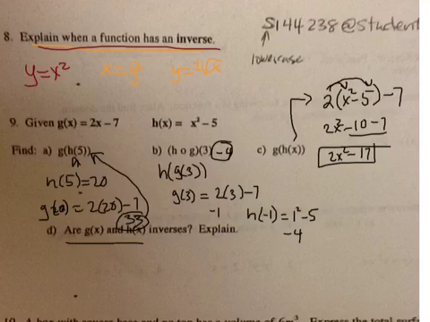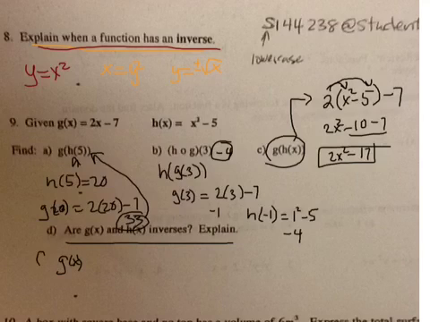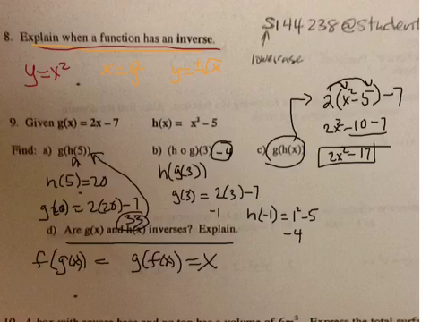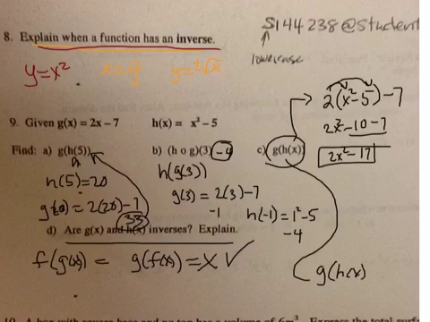The question here is, are g of x and h of x inverses? And the answer is no. Let's go back. The definition of an inverse is that if I take f of g of x and g of f of x, if the answers are equal and if both of those answers are x when I compose them, then I definitely have inverse functions. In this case, notice when I compose g and h of x, I was only able to get another expression, 2x squared minus 17, which is obviously not x. Therefore, they are not inverses.